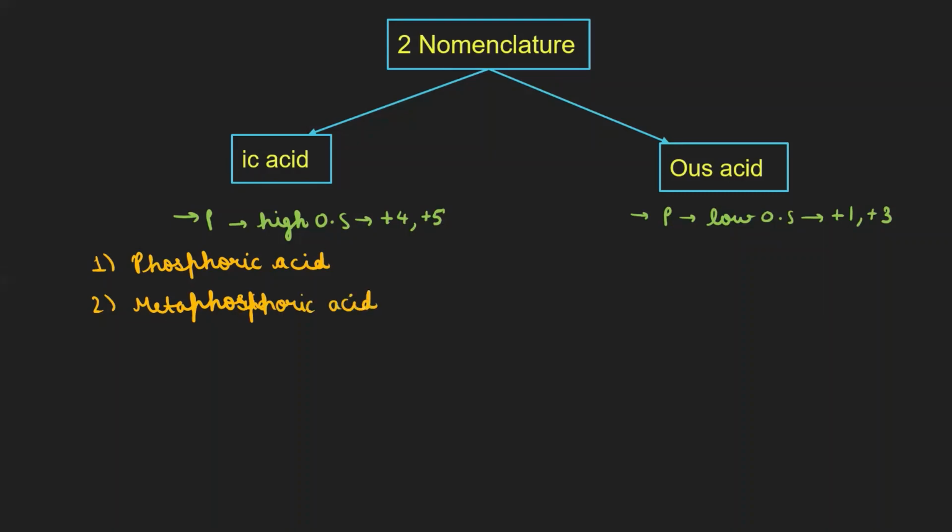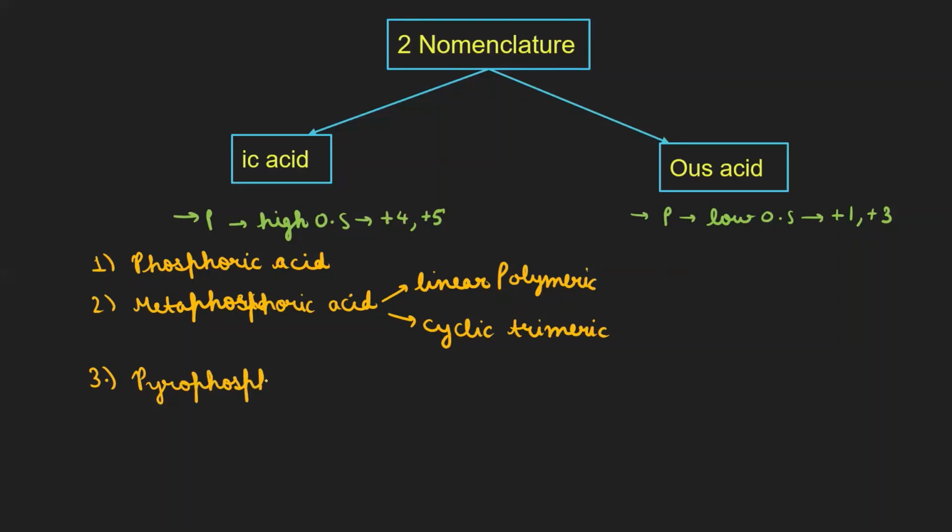And this metaphosphoric acid exists in two forms, linear polymeric form and cyclic trimeric form. Now the third oxoacid of this series is pyrophosphoric acid. Fourth is peroxomonophosphoric acid.